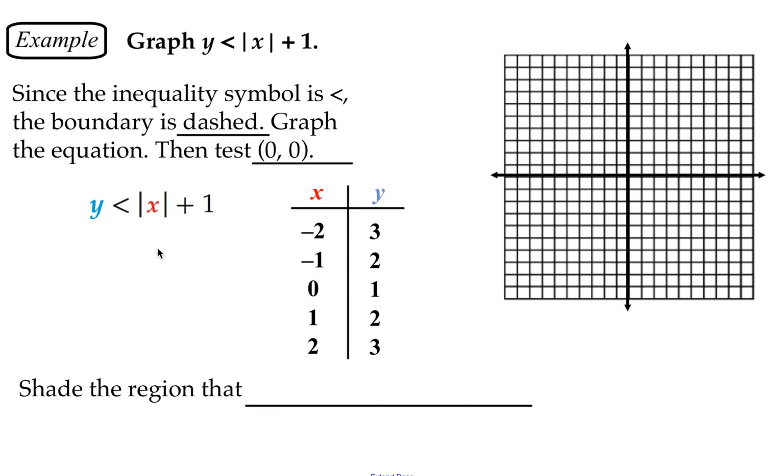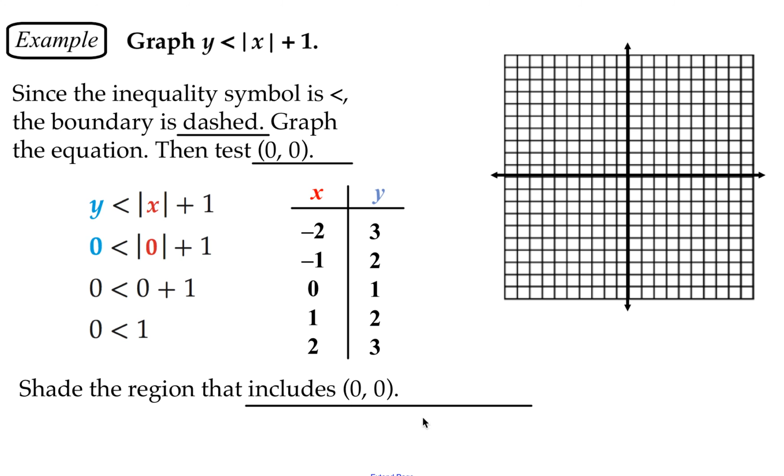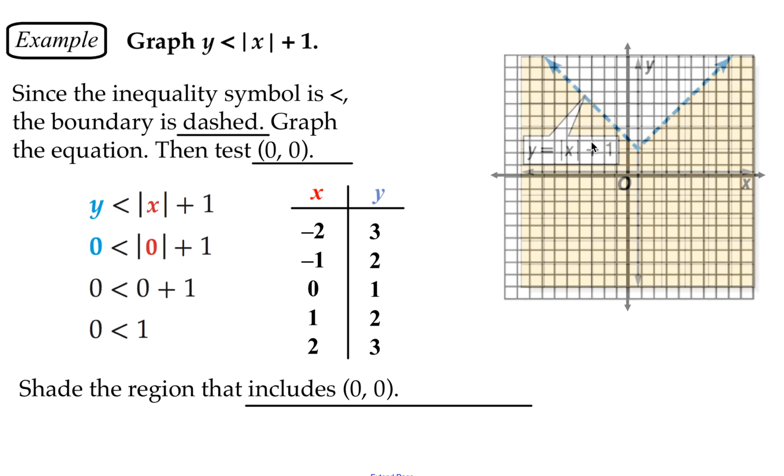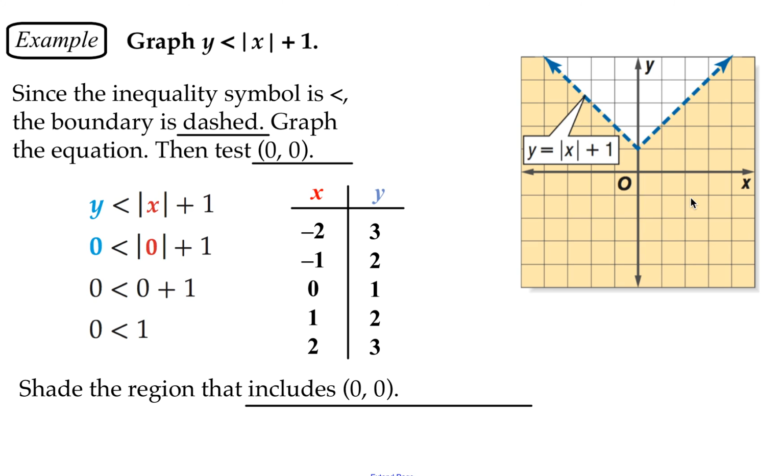And testing our origin value, 0 less than the absolute value of 0 plus 1. Is 0 less than 1? That is a true statement, so we want to shade the region that contains the origin. And here's a picture of what your graph looks like. So 0, 1 is the vertex. We want the side shaded that includes the origin, which is all of the area below where our graph boundaries are. Notice we have dotted or dashed lines. So sometimes you might want to use intercepts, sometimes you might want to use a table, sometimes you might want to use your slope and your y-intercept.